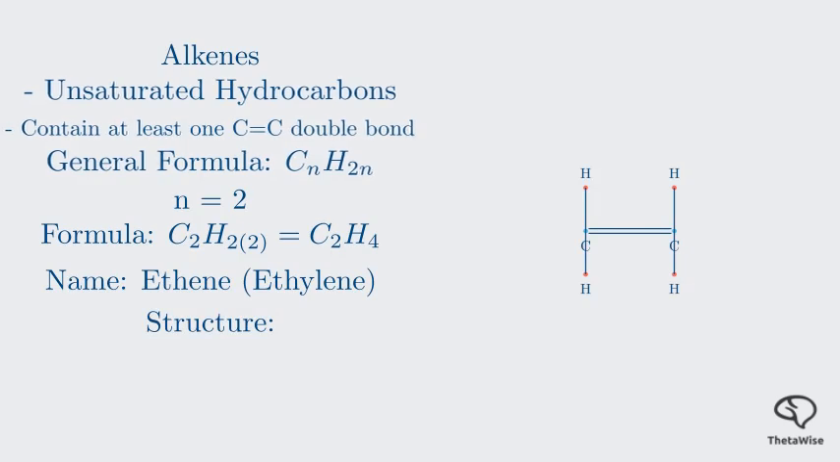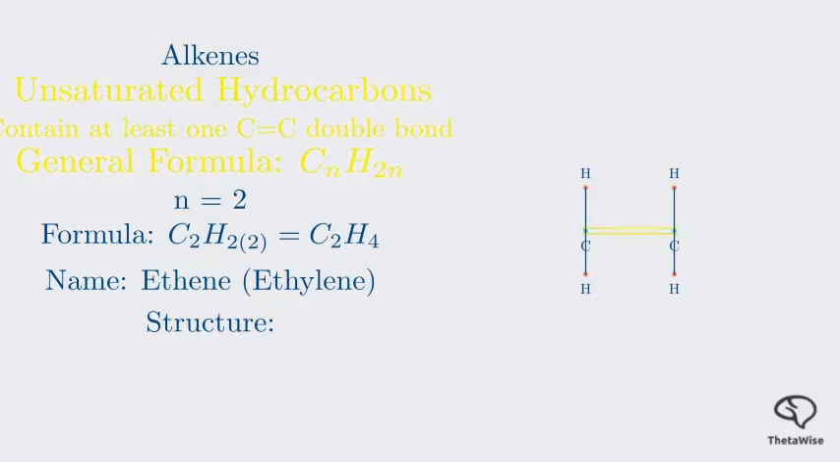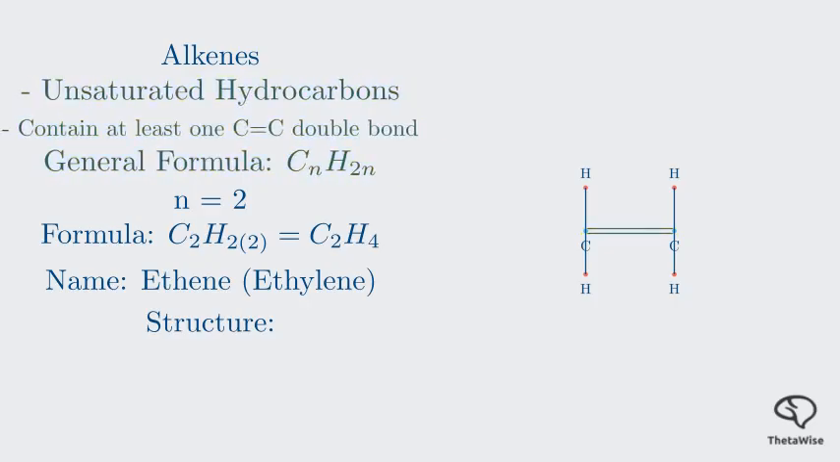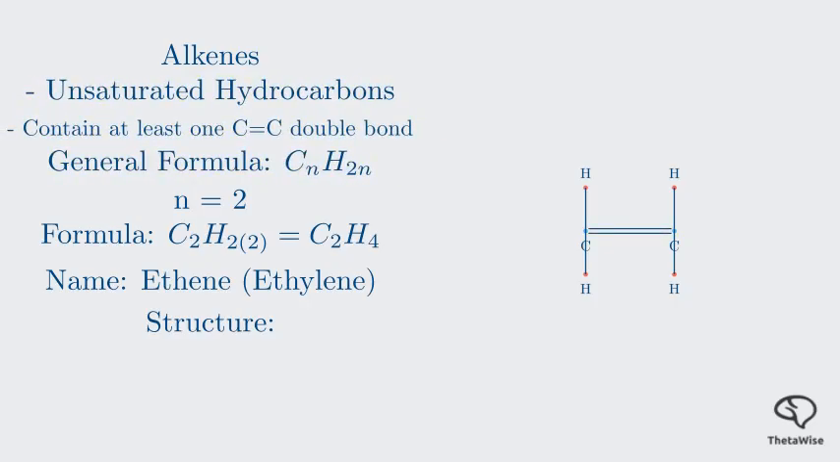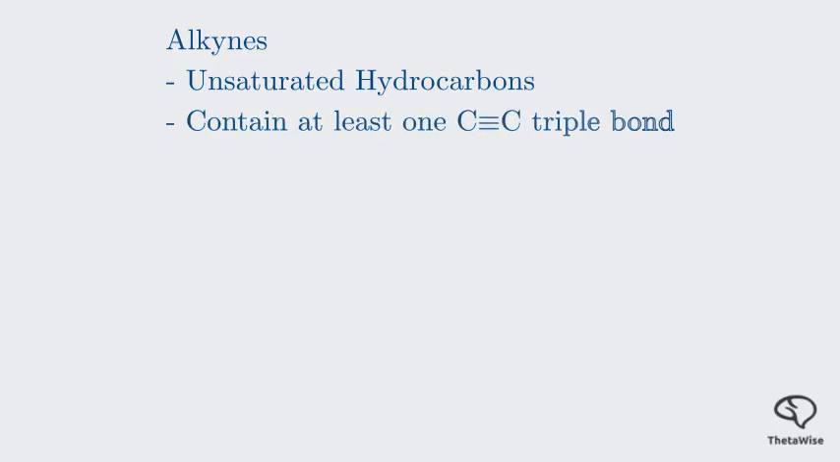So, to recap, alkenes are unsaturated, contain a carbon-carbon double bond, and have 2 fewer hydrogens than their saturated counterparts, making them more reactive. Finally, we come to the alkynes, the most unsaturated of the 3. An alkyne is an unsaturated hydrocarbon that contains at least one carbon-carbon triple bond. This triple bond is composed of 1 sigma bond and 2 pi bonds.